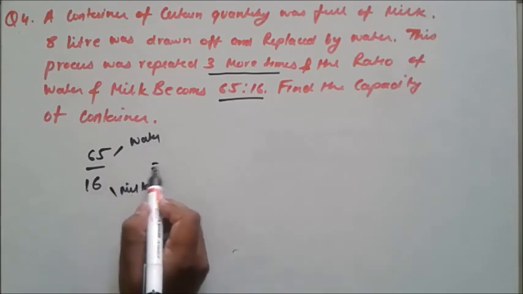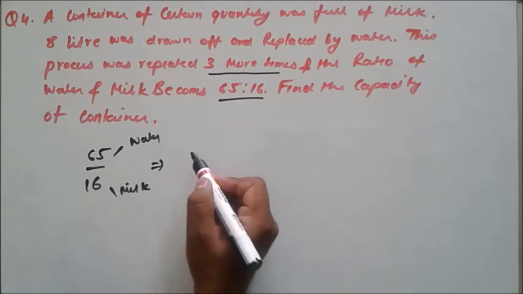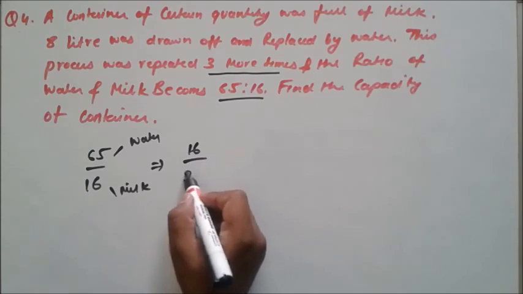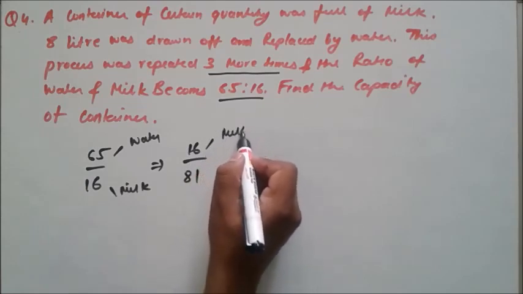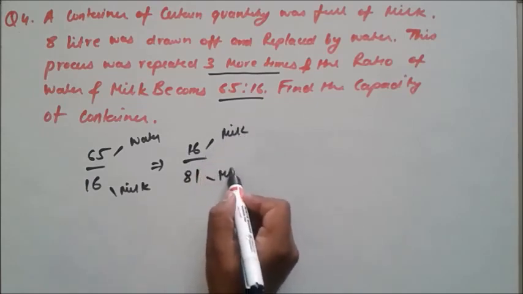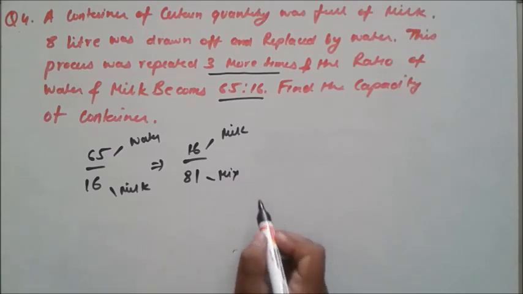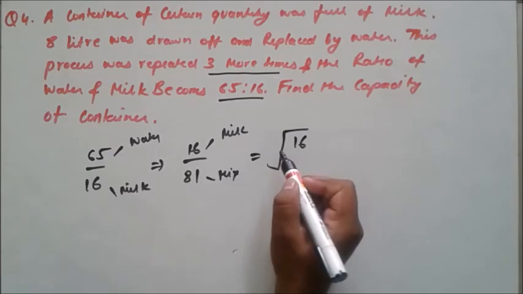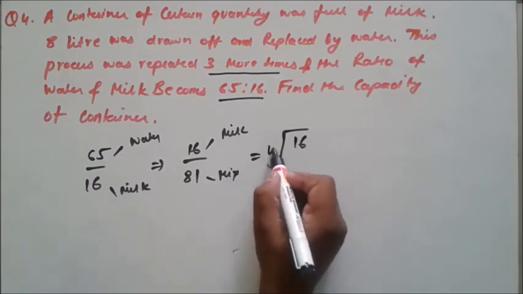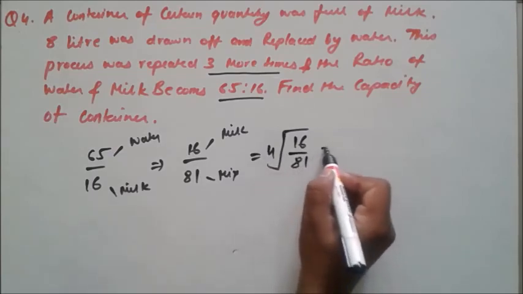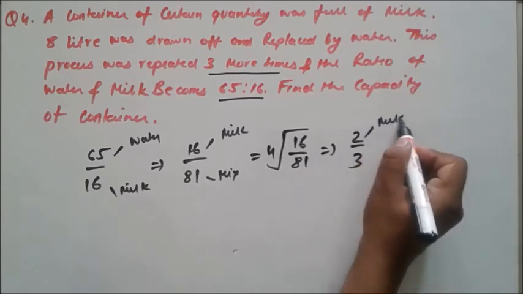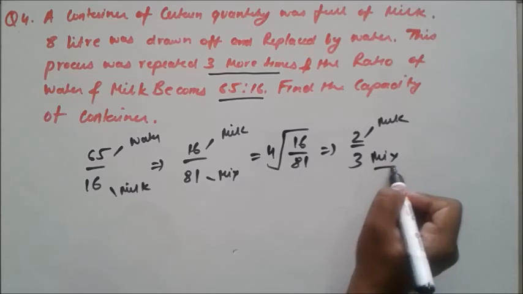So we can calculate the ratio of milk by mixture. Total mixture is 65 plus 16, 81. It is the ratio of milk by mixture after 4 operations. If we take the fourth root of this number, we will get the ratio after first operation. So it's 2 by 3. It is the ratio of milk by mixture after first operation.